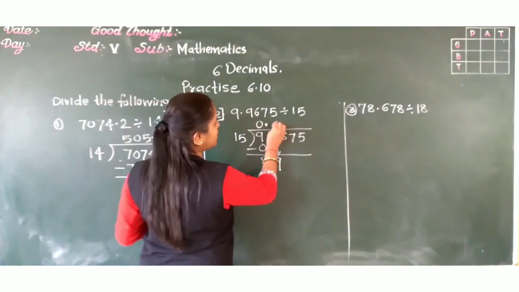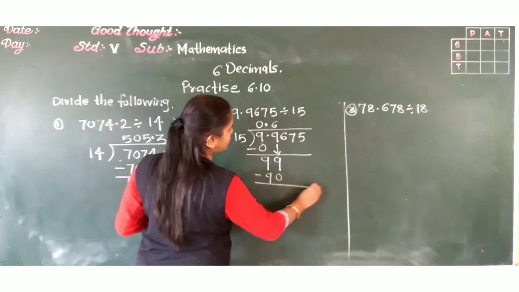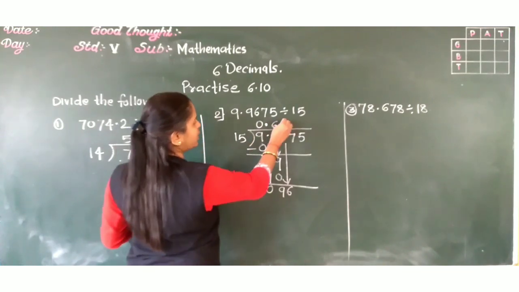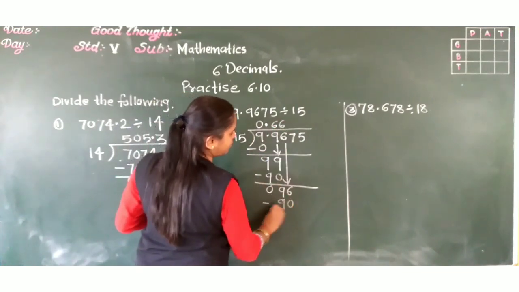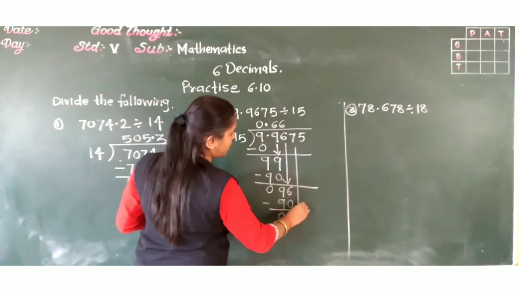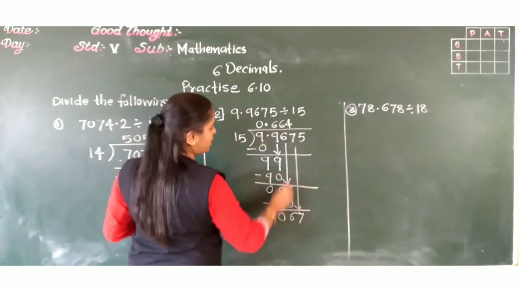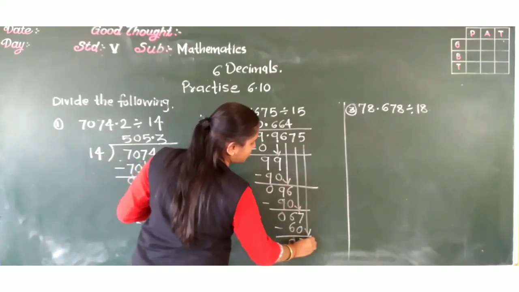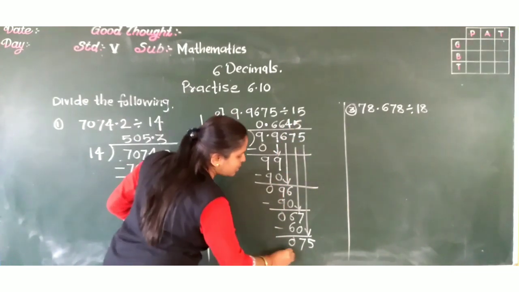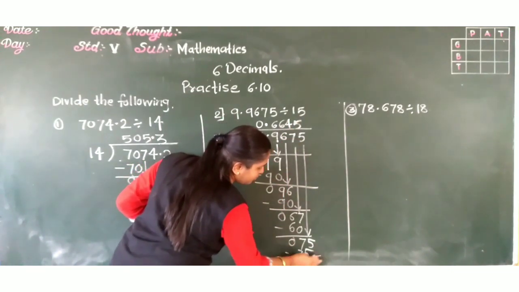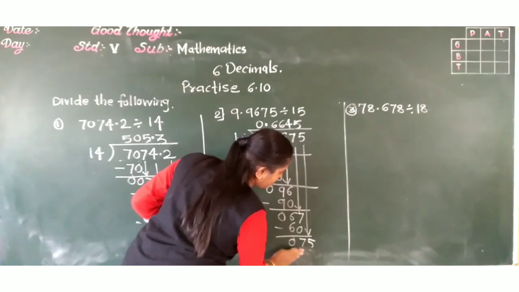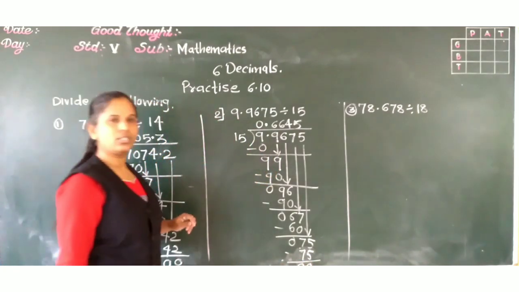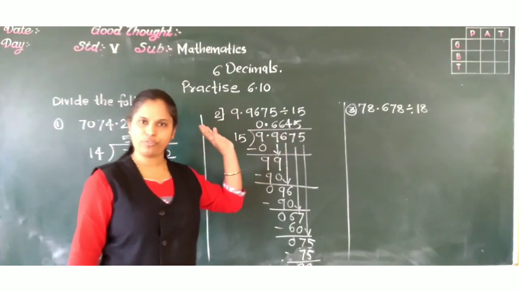Now 15 6s are 90. Take this 6 down. Again 15 6s are 90. Now take this 7 down. 15 4s are 60. Take 5 down and 15 5s are 75. Okay, so the answer is 0.6645.